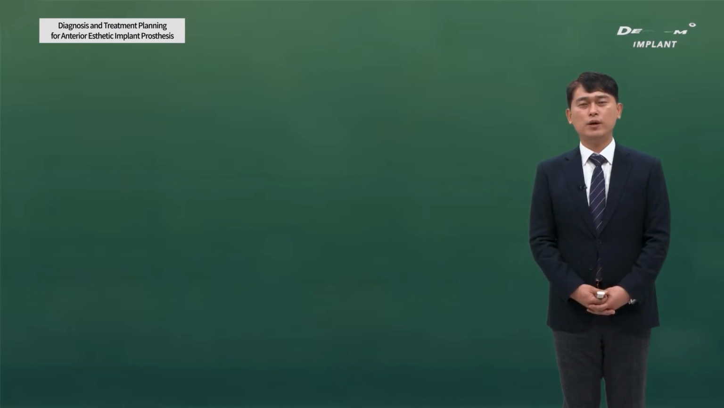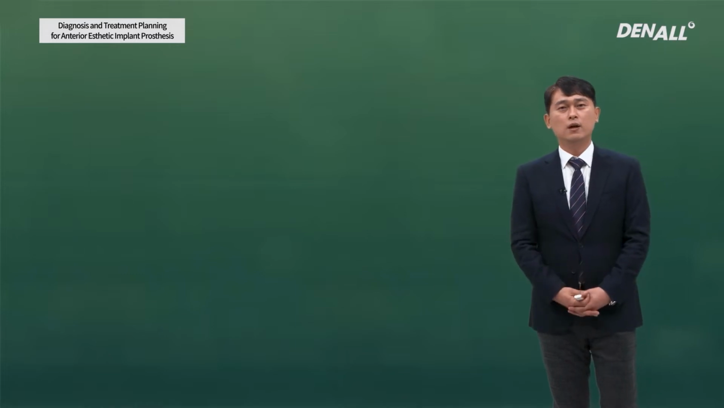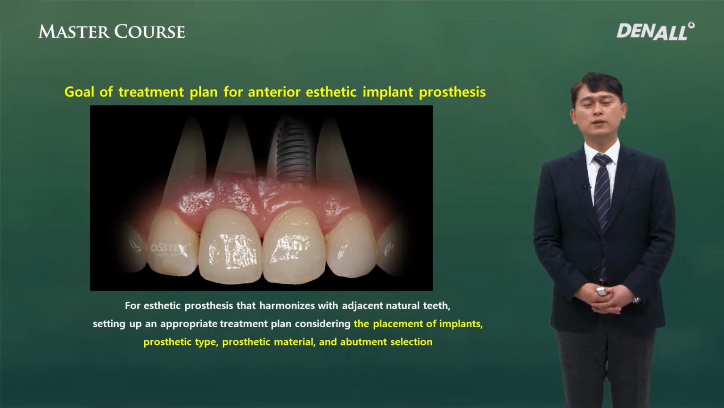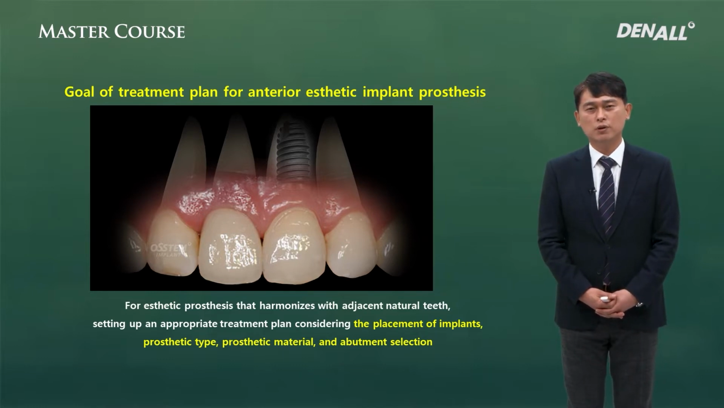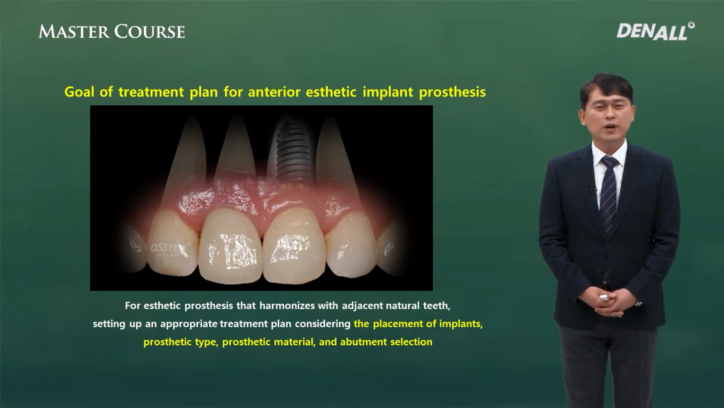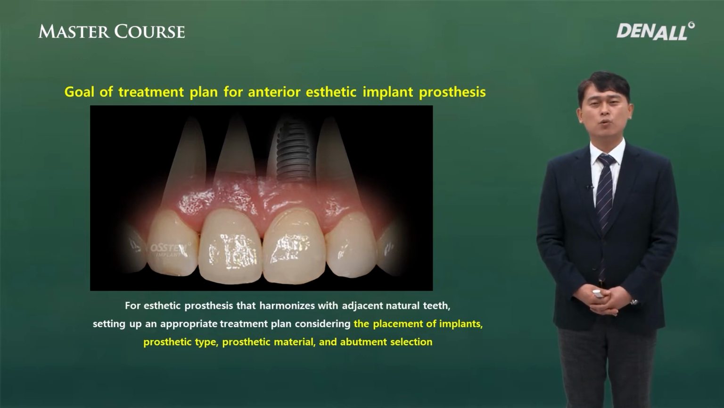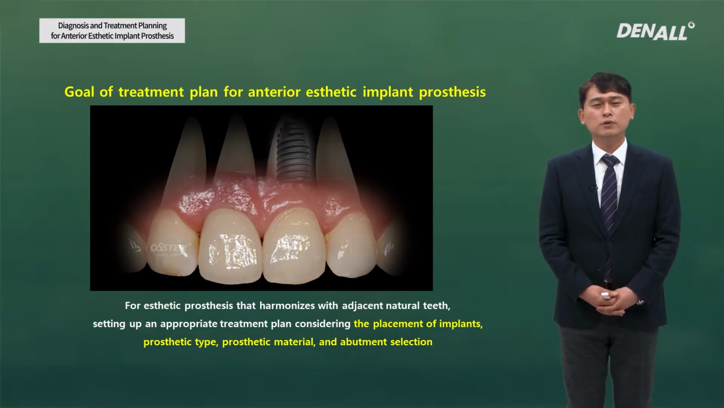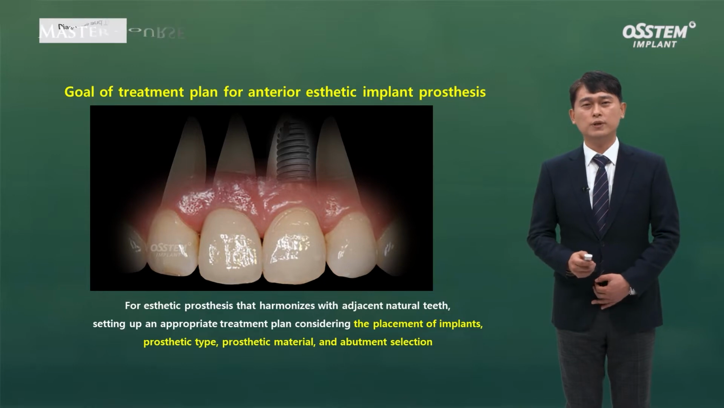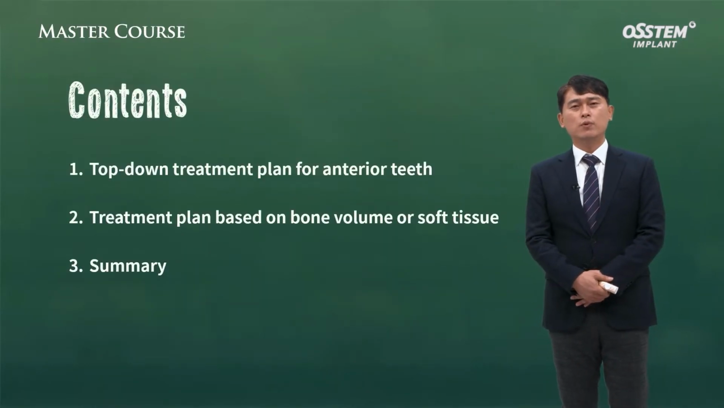Welcome to Master Course. Today I'm going to talk about the diagnosis and treatment plan for aesthetic implant prosthesis in the anterior zone. In the case of anterior implant in the upper, it is very difficult to get aesthetic result. Therefore, we need to pay attention in the diagnosis process and when we come up with treatment plans, where the implant needs to be placed and what kind of form should the prosthesis take, what kind of materials should be used for the prosthesis, what kind of abutments need to be used. These need to be considered when coming up with treatment plan.